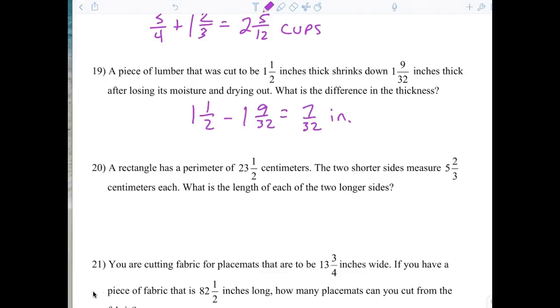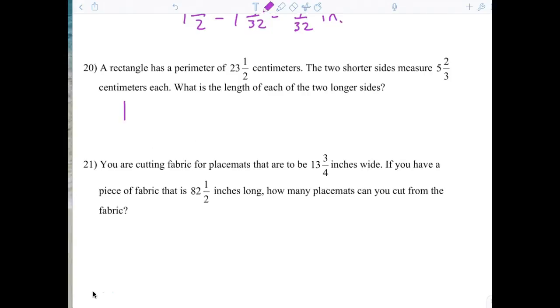All right? Okay, Julia, you're up. A rectangle has a perimeter of 23.5 centimeters. The two shorter sides measure 5 2/3. What is the length of the two longer sides? Now, again, this one's pretty hard. It's simple if you draw it out, though. So I want everybody to draw their rectangle. I think seeing and visualizing it is very important. So I'm going to draw my rectangle, which is what I want you to do.